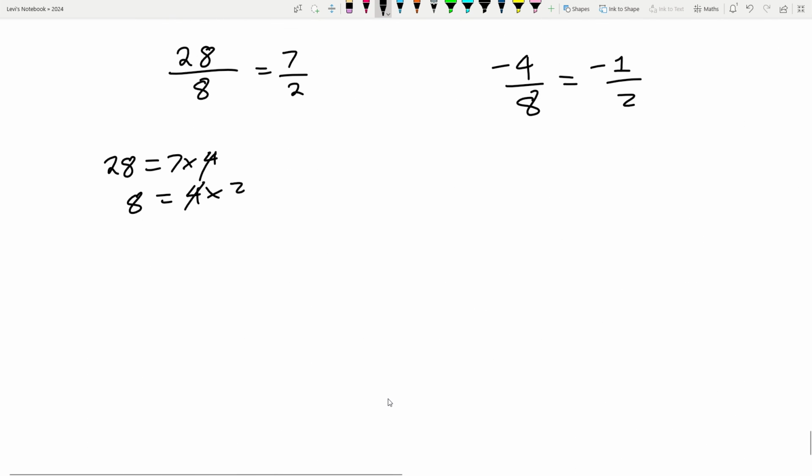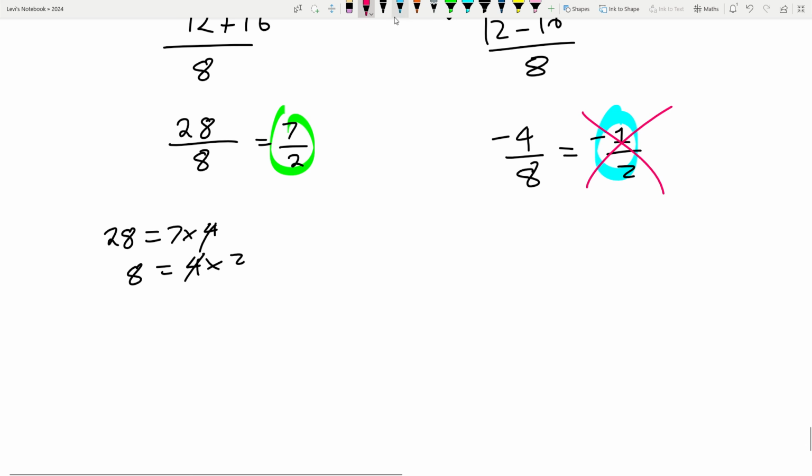Now only one of them can work because this one's positive, this one's negative, so this one actually isn't a solution because you can't have a negative number. So this is the only solution to this log equation, so x is 7 on 2.